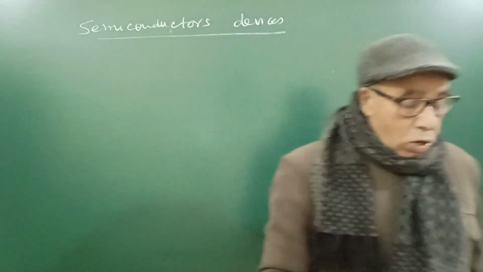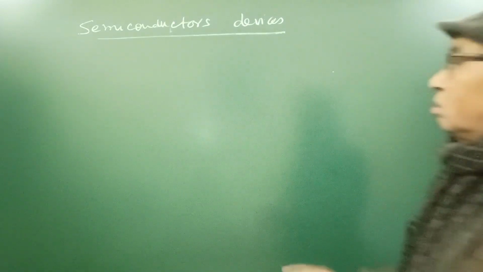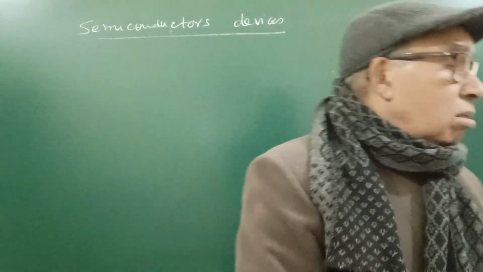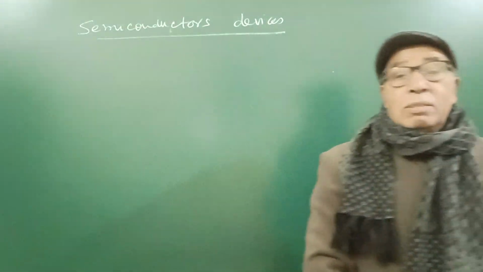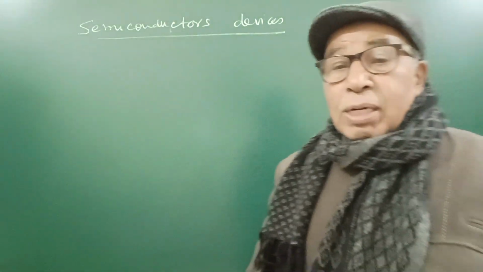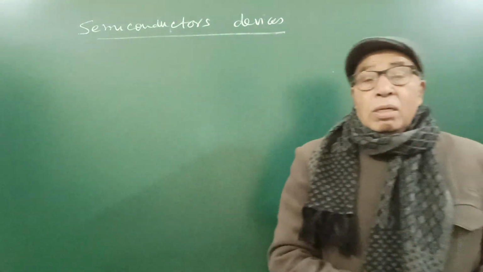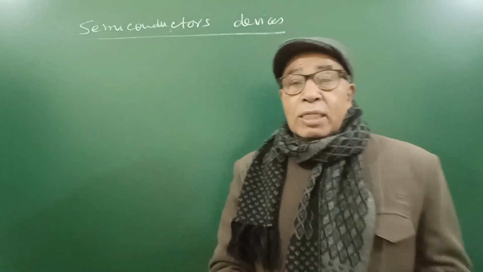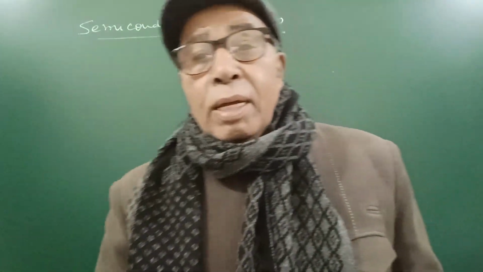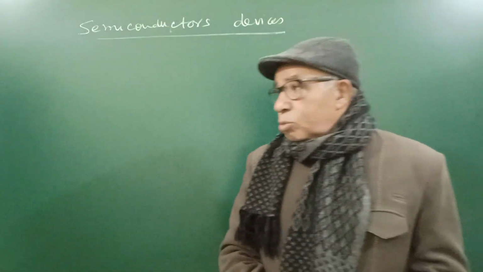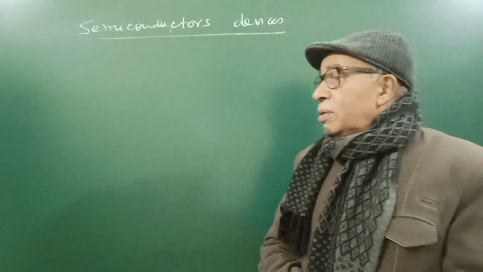Well, yes, friends. Now I come here to explain to you semiconductor devices. Till now, I have taught you many things about semiconductors: pure semiconductor, impure, that means intrinsic semiconductor and extrinsic semiconductor. I told you extrinsic semiconductors are of two types, P type and N type.